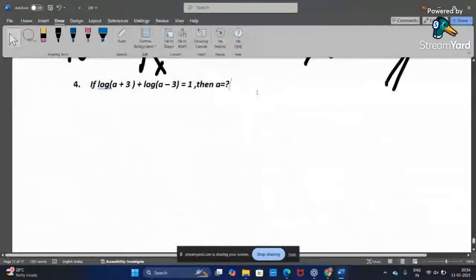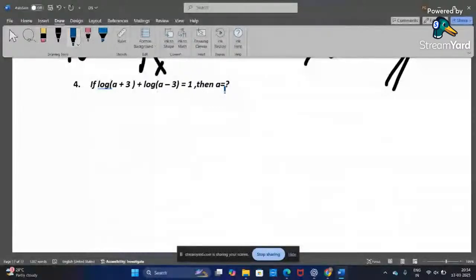Okay, we'll move on to the next one, and the last one. Try to solve this. Log of a plus 3 plus log of a minus 3 equals 1. Then we have to find the a value, right?